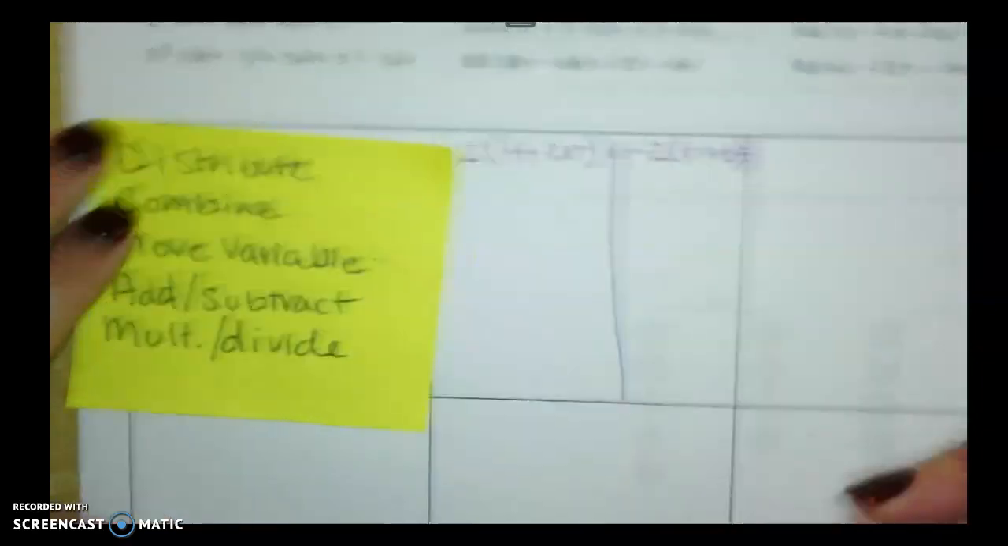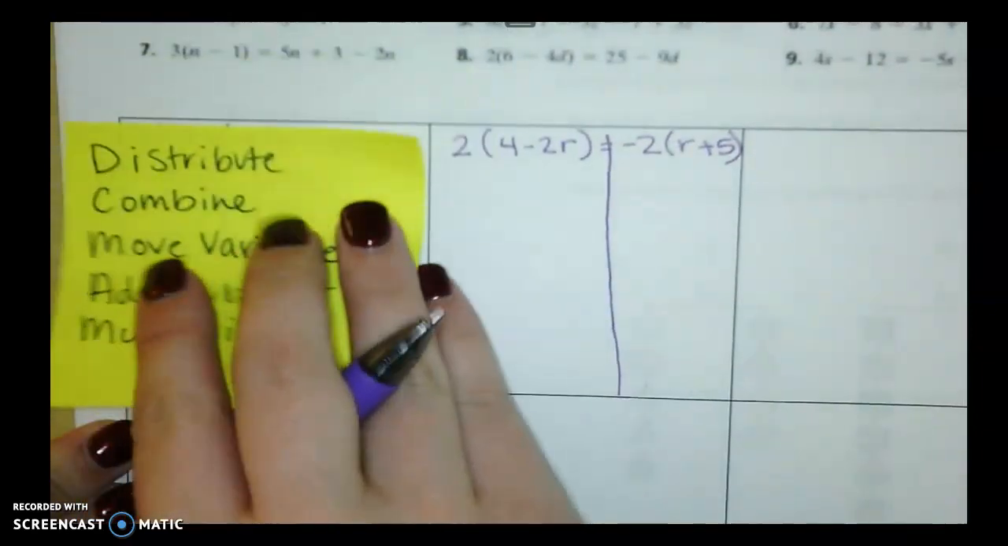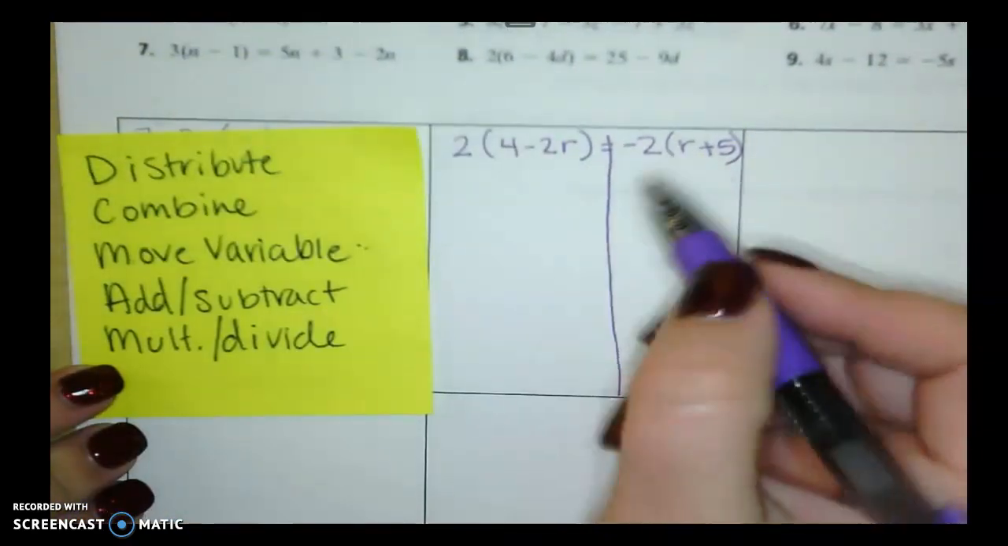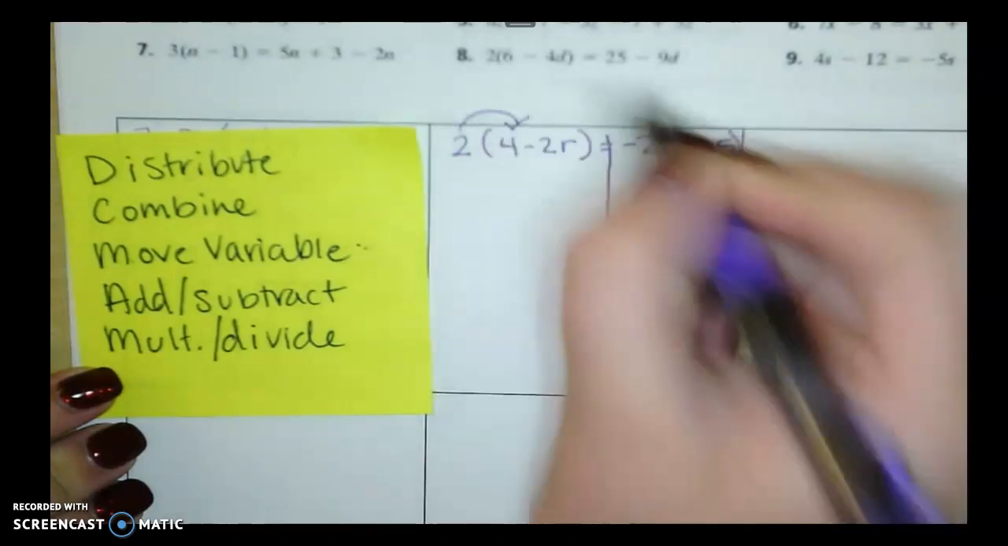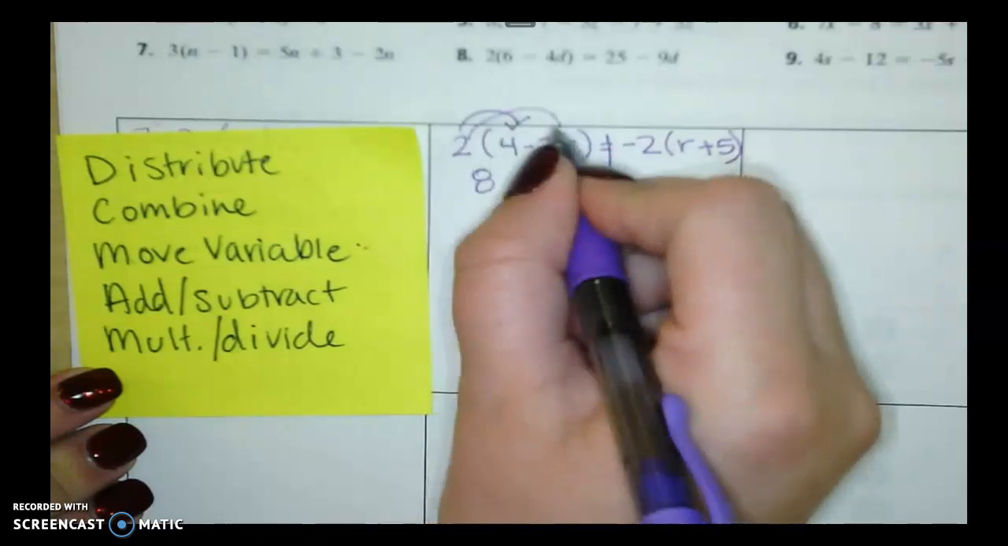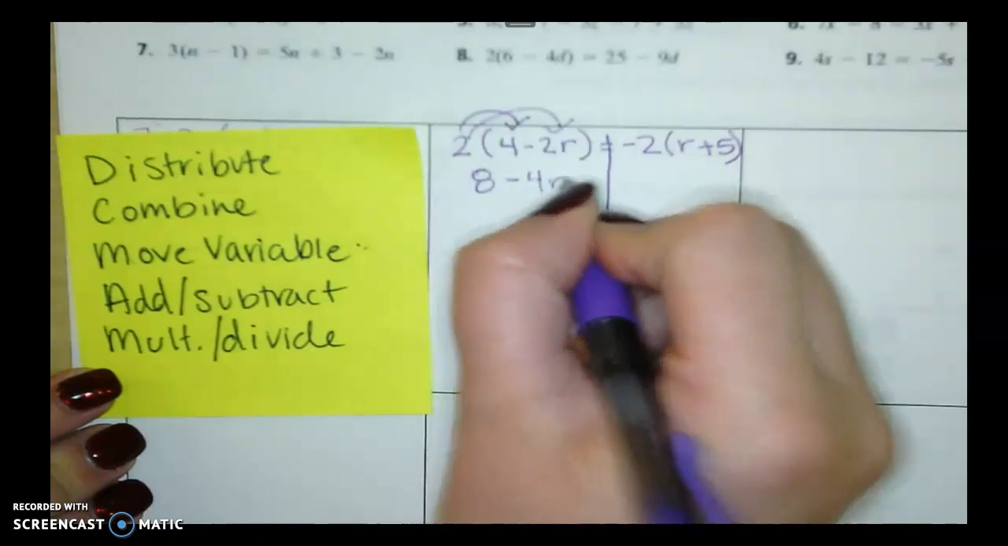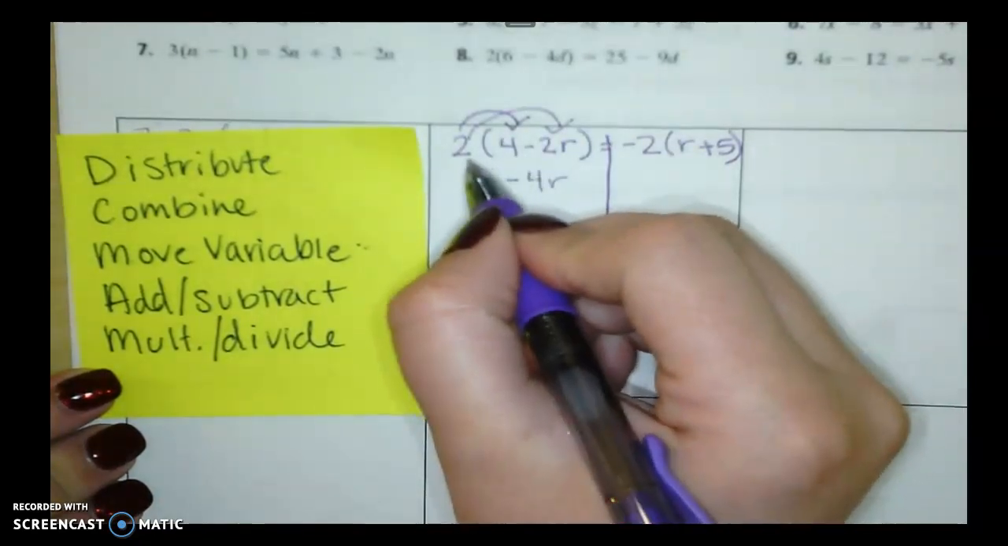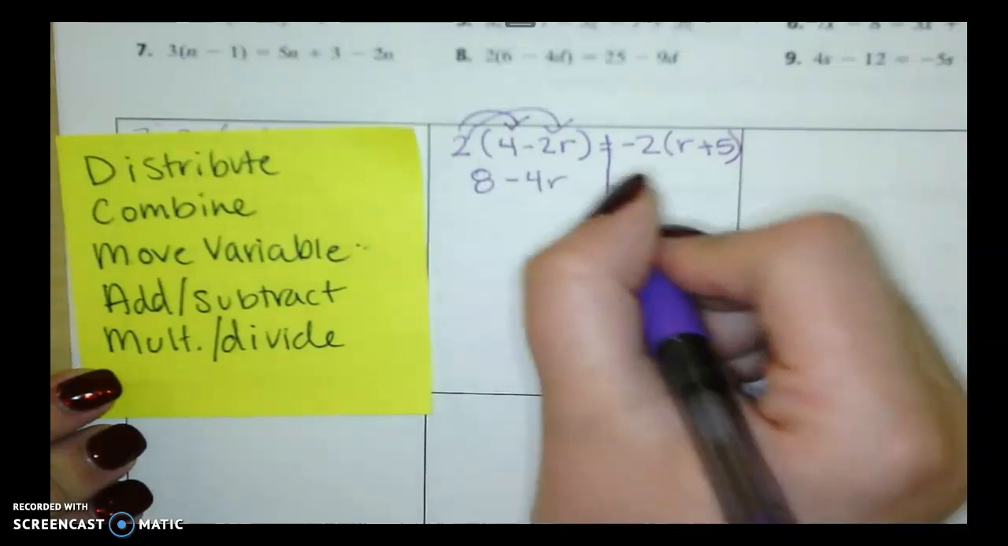So first I'm looking for any distribution, which I see right here with these parentheses. Remember, that's what that looks like. So 2 times 4 is 8. 2 times negative 2r is negative 4r. Okay, so you just multiply the 2 by everything inside the parentheses.